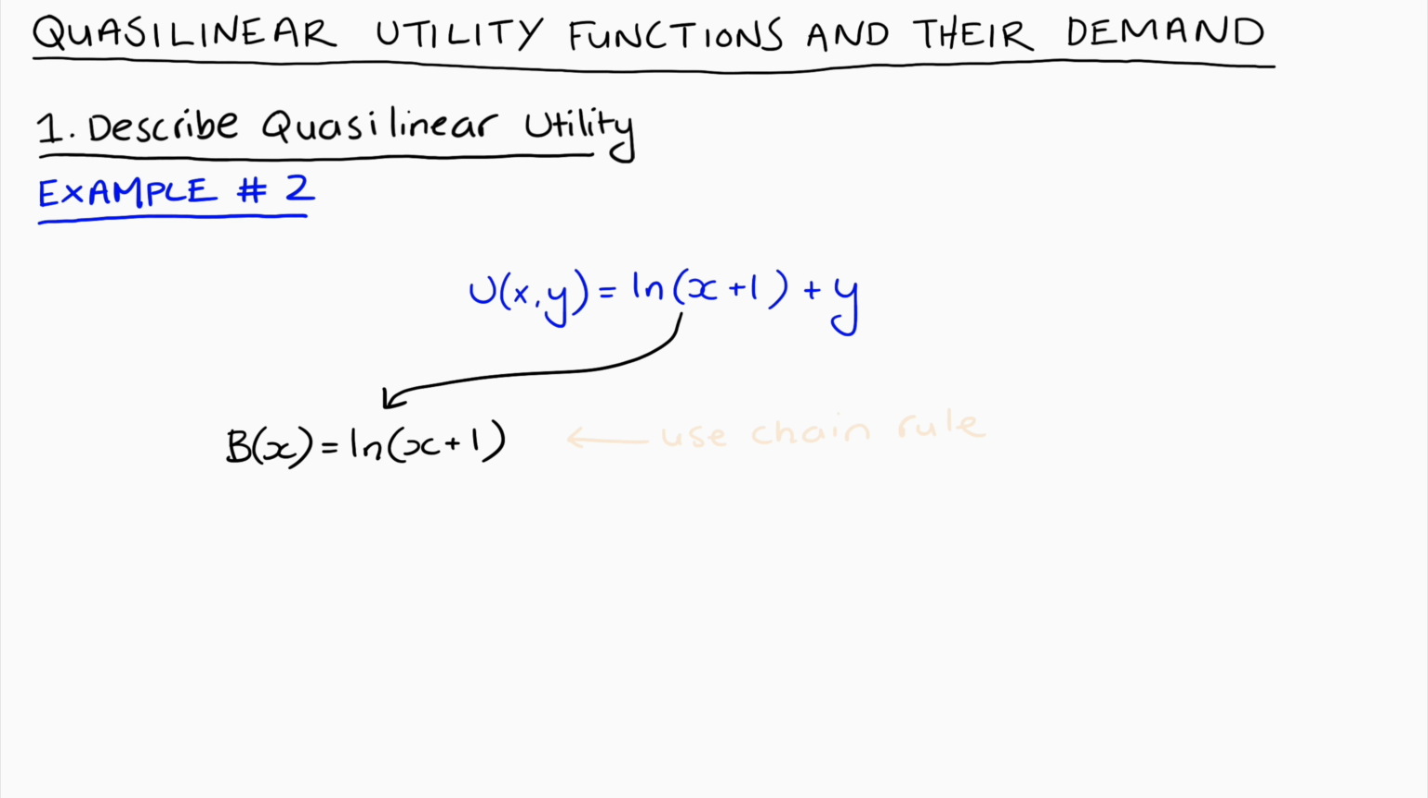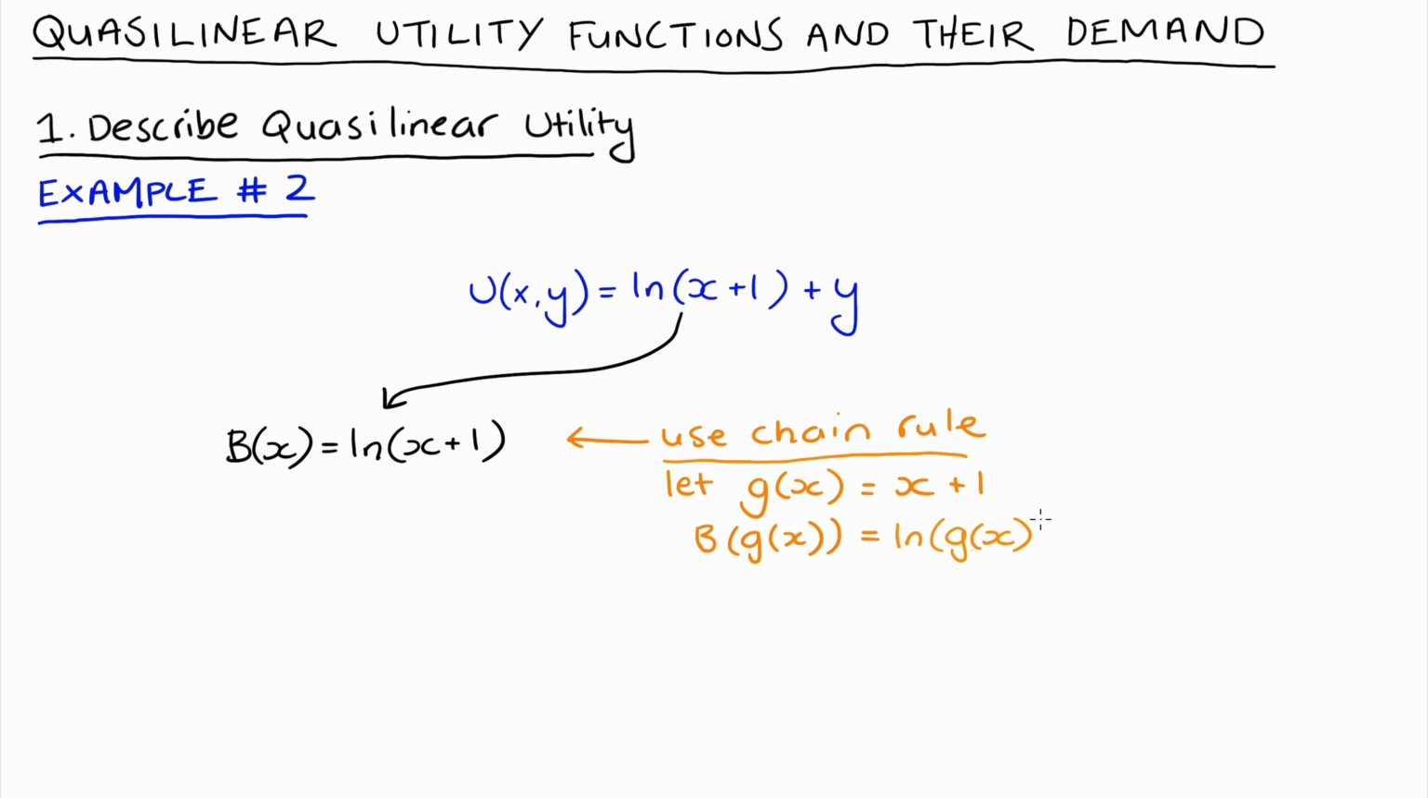And here, to take the derivative, I'm going to use the chain rule since x plus 1 is like a little function within the overall log structure. And I can do this formally. I'm going to define small g of x as x plus 1, and so we can redefine our function b as b of g of x is equal to the log of g of x.